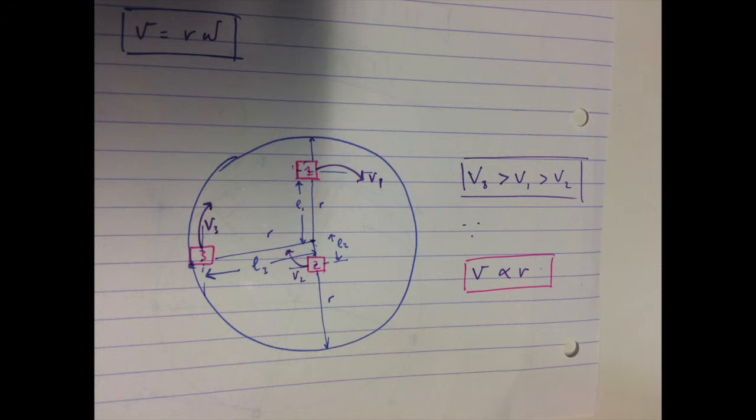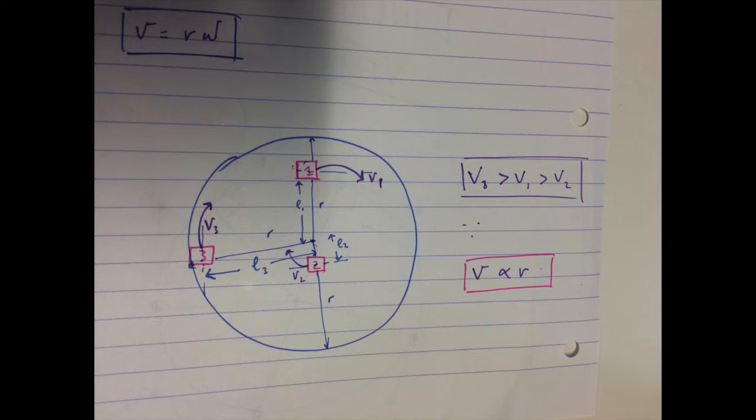As the angular speed is usually constant, we can say that the velocity is proportional to the radius of the orbit. Moving on to centripetal acceleration, which is always directed towards the center of the circle, we can see here the derivation is as follows.